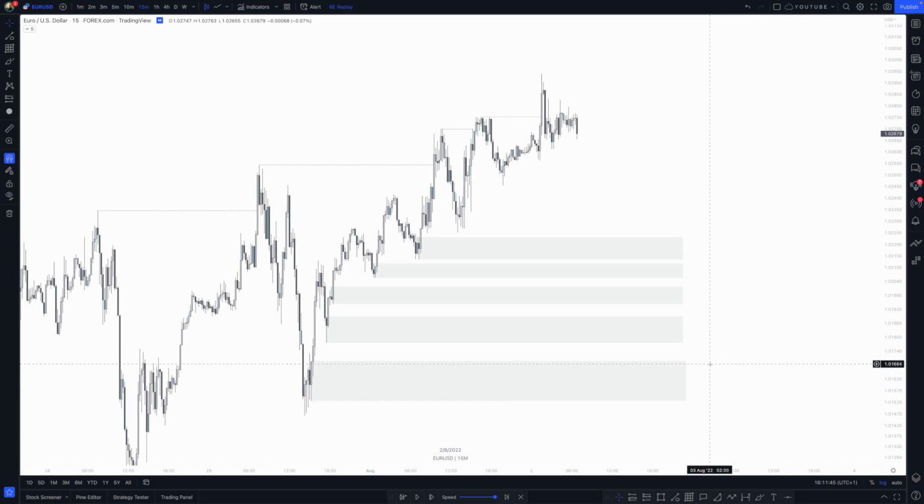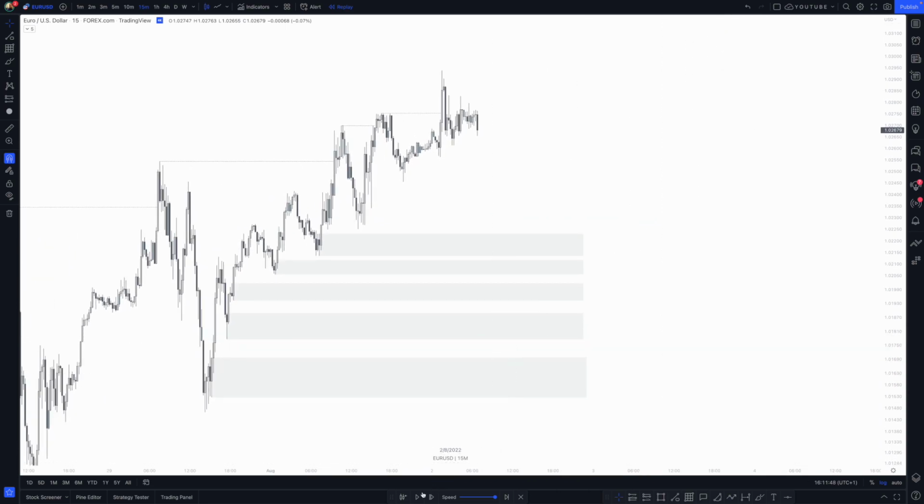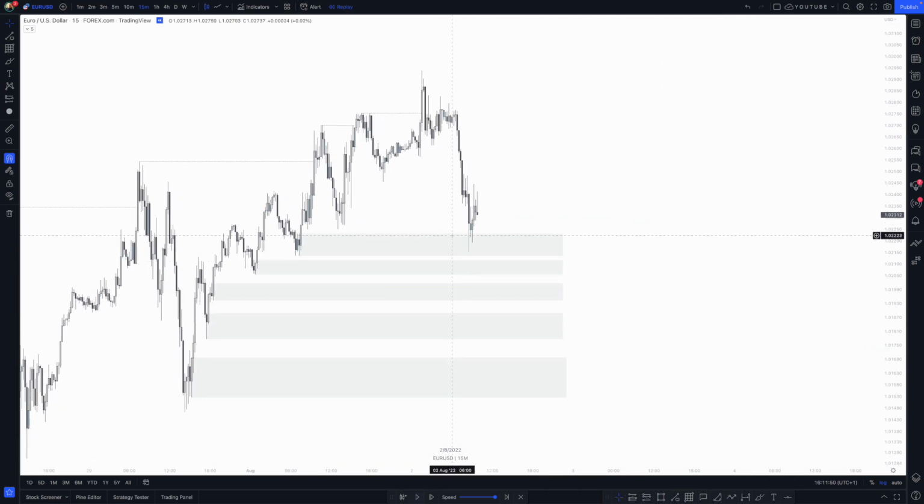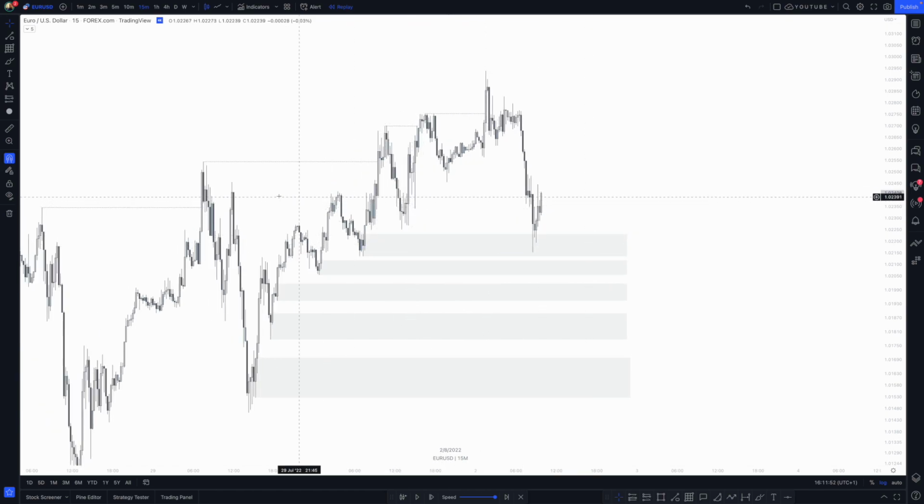So let's just see what happens with price. So as you can see, price will come down. The first demand zone right here, it's a flip zone, comes into this supply.